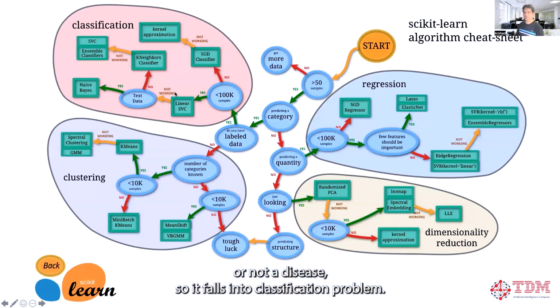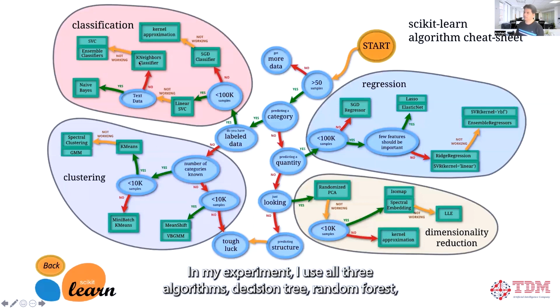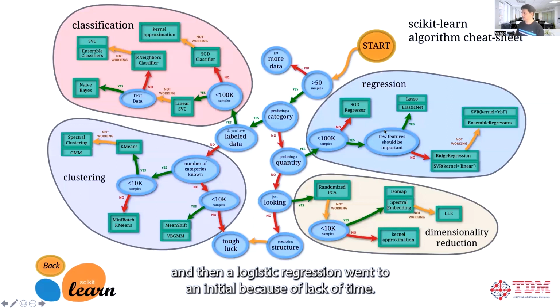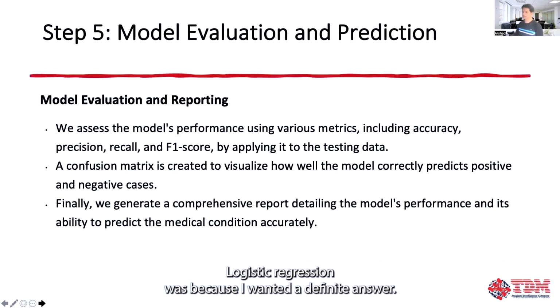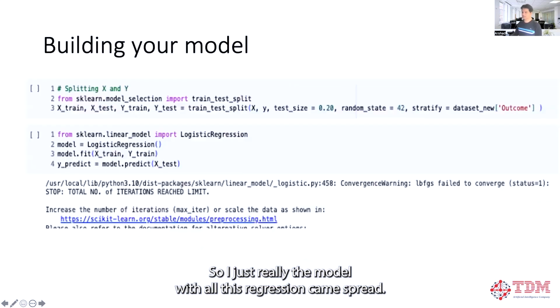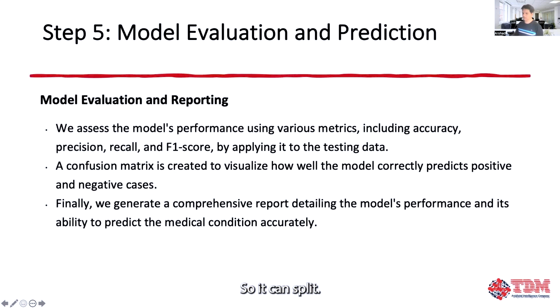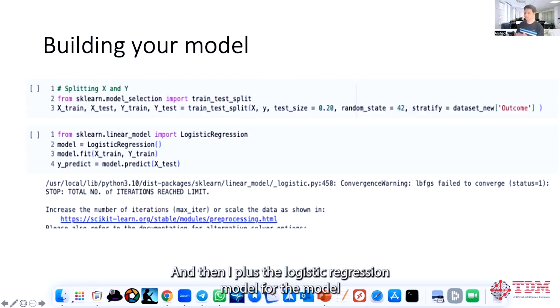Now, in my case, I have a classification problem where I need to say it is a disease or not a disease. So it falls into a classification problem. In my experiment, I have used all three algorithms: decision tree, random forest, and logistic regression. I'm only going to show logistic regression because of lack of time, because I wanted a definite answer. So I just built the model with logistic regression, 10 split, and then I pick the logistic regression model, fit the model, and then a prediction.